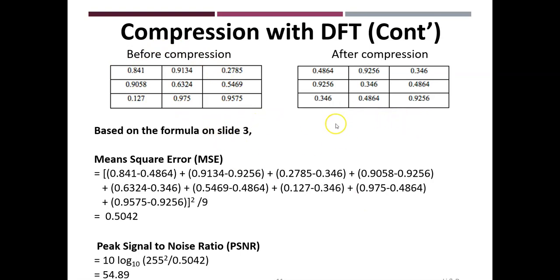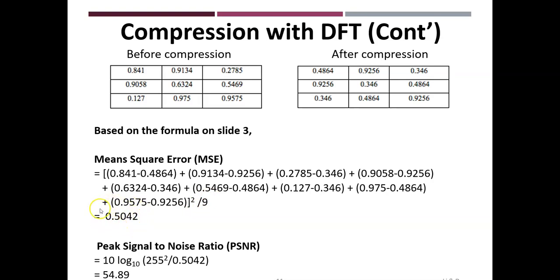Based on this, we're going to calculate the MSE and also the PSNR. How do we calculate the MSE? We deduct the value before compression and after compression for each of the magnitudes. Here we have 9 magnitudes. We deduct the first magnitude, the second magnitude, until the ninth magnitude, take the power of 2, and divide by 9. So we get the value of 0.5042.